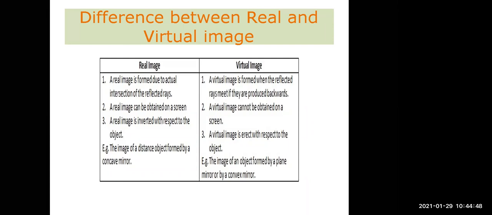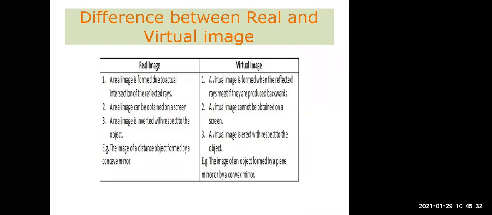As you know, the incident ray falls on the lens. After falling on the lens, the reflected ray will appear from it. For the virtual image, those reflected rays will meet, but where? Beyond the lens. That will be produced backward of the lens. So the virtual image is formed backwards, whereas the real image is formed before the lens. A real image can be obtained on the screen, whereas the virtual image cannot be obtained on the screen.